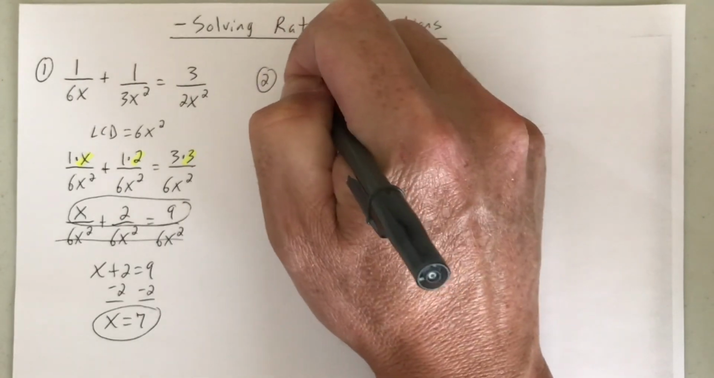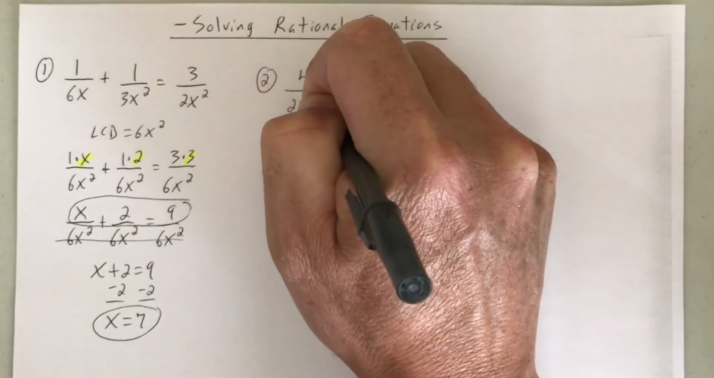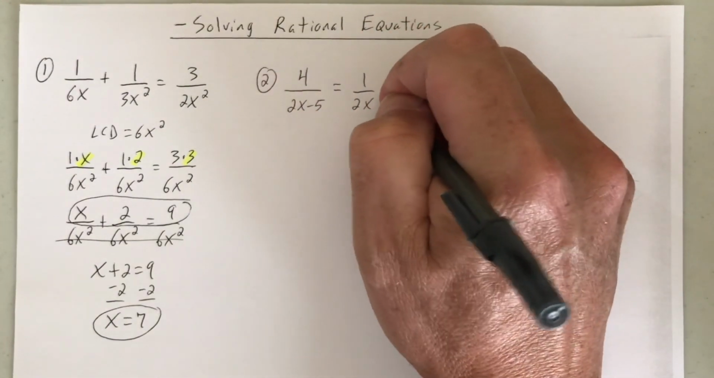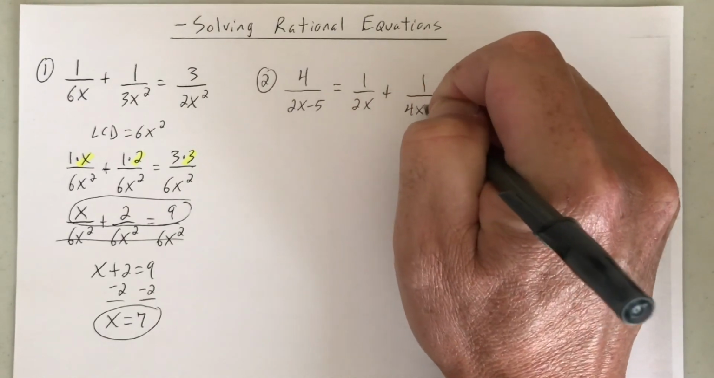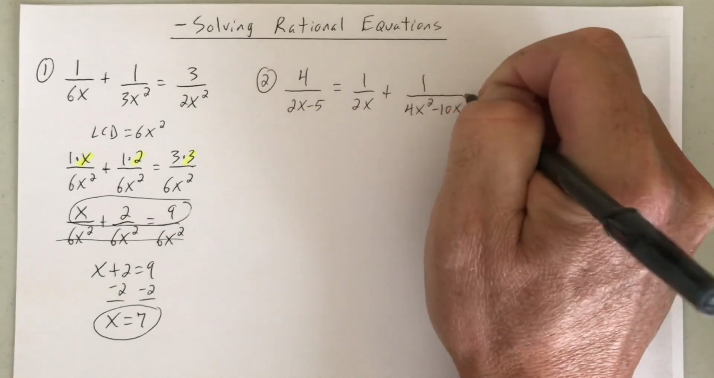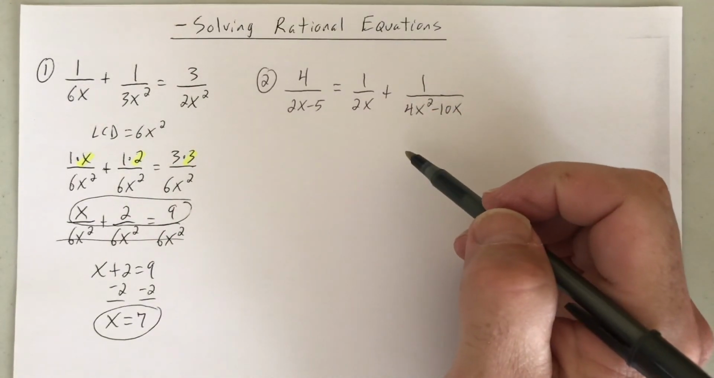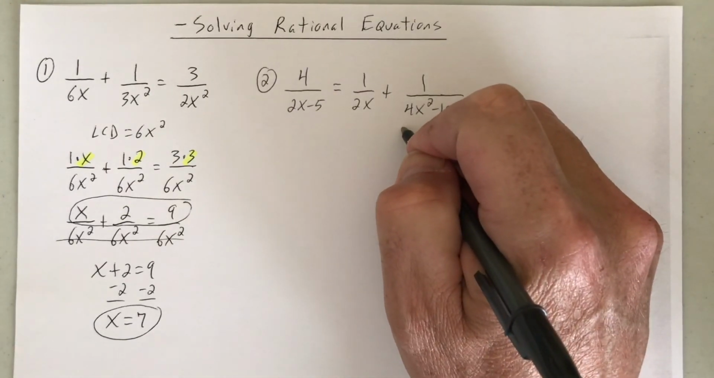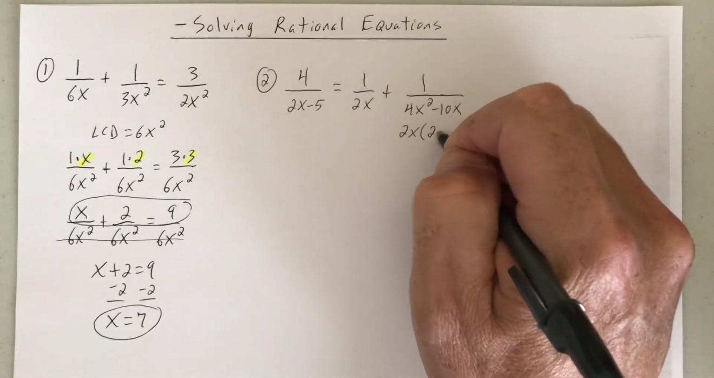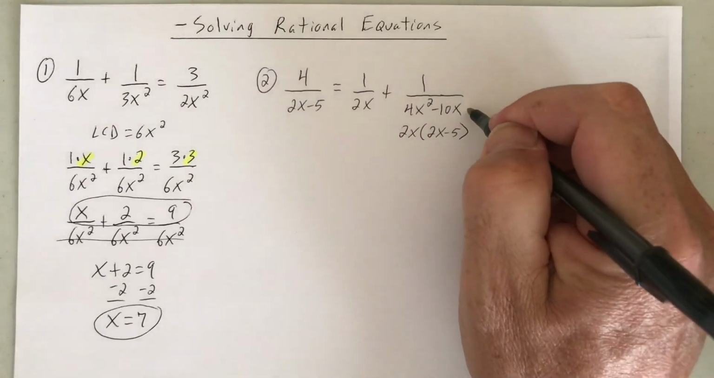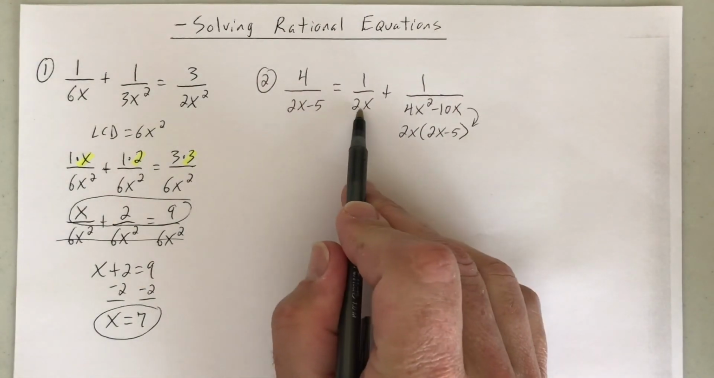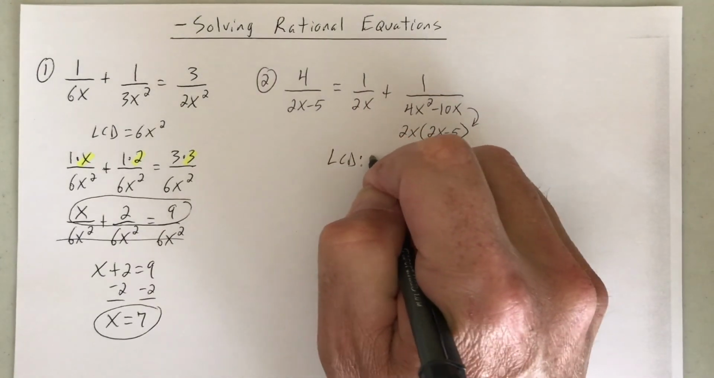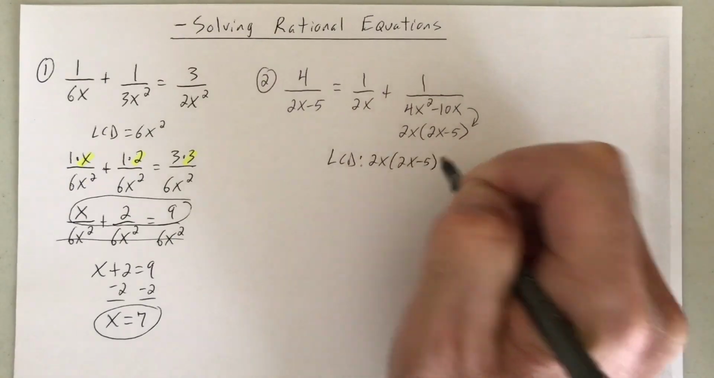So we have 4 over 2x minus 5 is equal to 1 over 2x plus 1 over 4x squared minus 10x. So now looking at the denominators, we can go ahead and factor this denominator right here. So I can just do that right underneath it. And when I do that, I could take out a 2x, and that's going to leave me with 2x minus 5. So now I have 2x minus 5 here, I have a 2x here, and then I have 2x times 2x minus 5. So our least common denominator is going to be 2x times 2x minus 5.